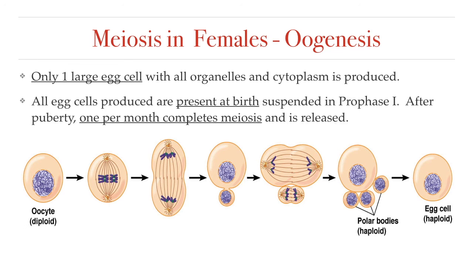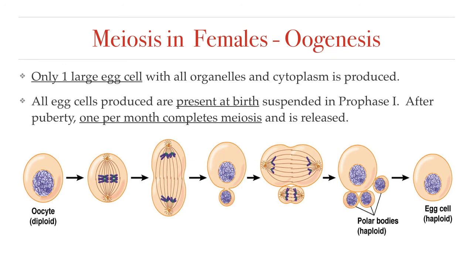And the other thing that's interesting about egg production in humans is that every single baby girl is born with every egg she will produce in her entire lifetime already in her ovaries, already having started meiosis, but suspended at the prophase 1 stage. And then after puberty, every month, one of those eggs is going to complete meiosis and be released as a single egg cell. But the interesting thing is that females are born with every egg that they will ever produce already present, which means that a 20-year-old woman has 20-year-old eggs.